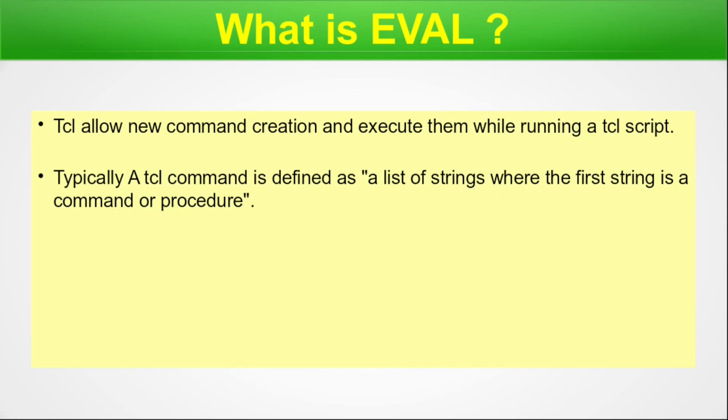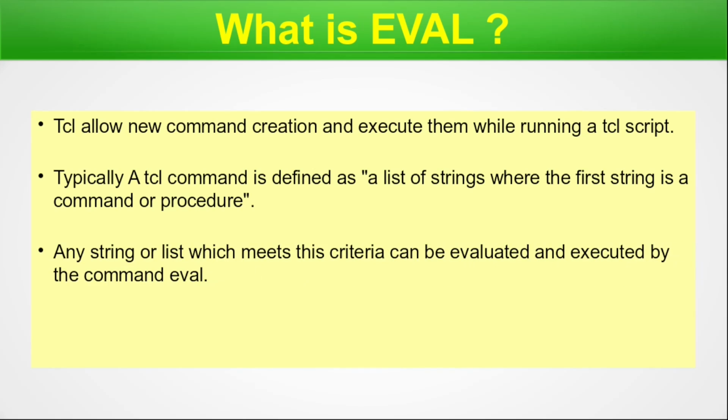Typically, a Tcl command is defined as a list of strings where the first string is a command or a procedure. So it could be a Tcl command or a user written procedure, okay? And the rest of the string will be the arguments to that command or procedure. Any string or list which meets this criteria can be evaluated and executed by the eval command. This means we are executing a custom command that is written by you inside Tcl using eval. And previously in exec, we executed an external program. So this is a basic difference. We'll come to the details later. Let's go on with the bullets.